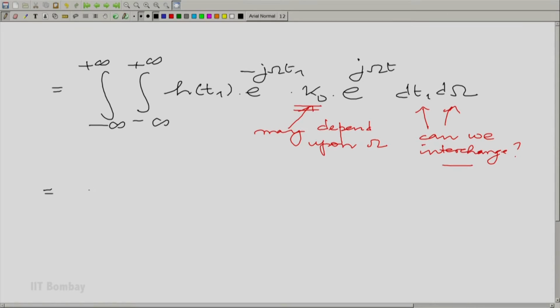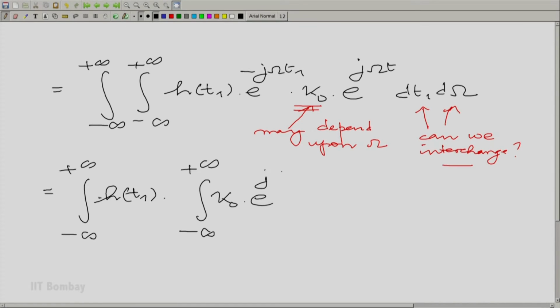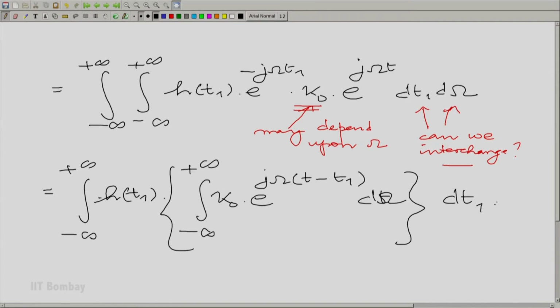So, now let us look at the expression once again. Now, this after interchange would become minus infinity to plus infinity. Now, I keep the t1 quantities outside and I will take the omega quantities and I can put those quantities together as you see. Now, d omega first and then dt1.